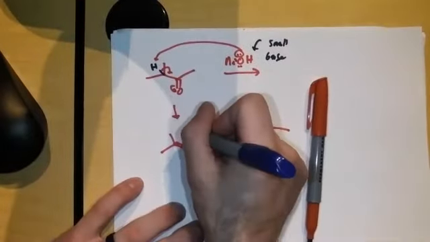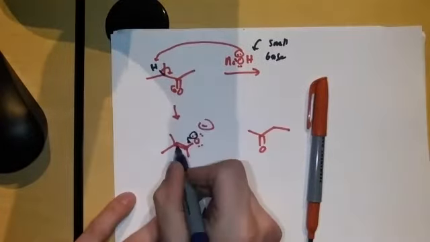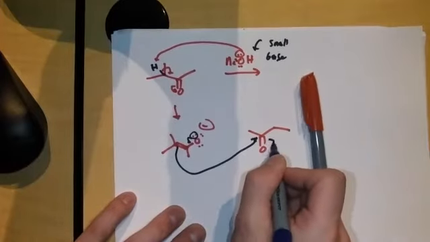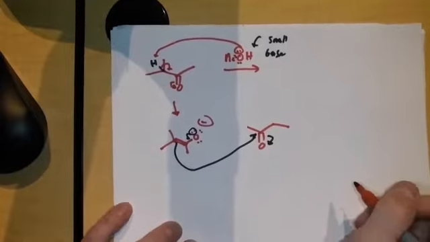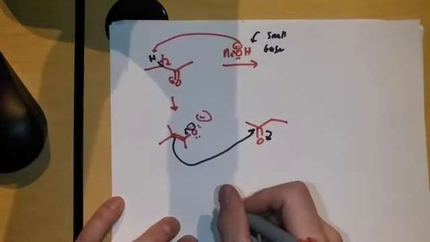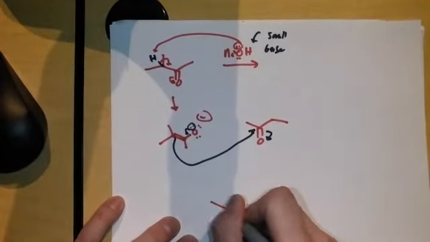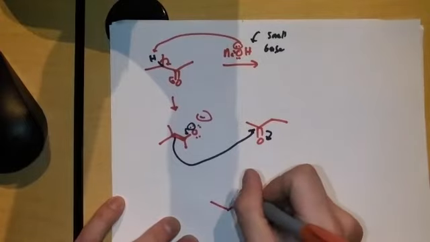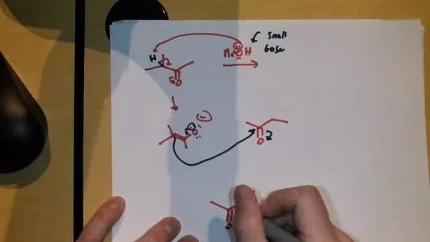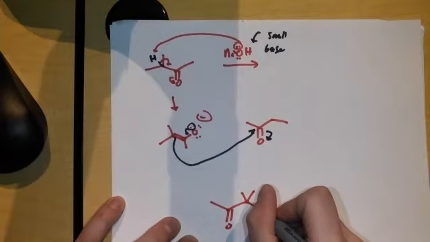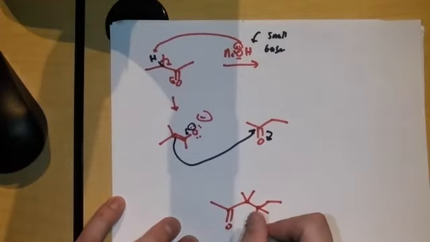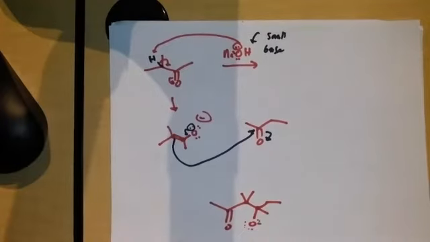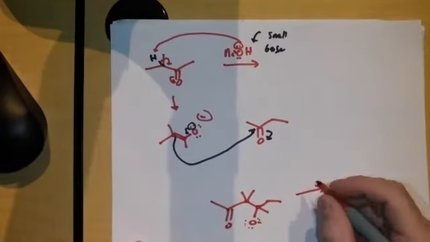So these electrons should come down and attack this carbonyl center. I'm going to flip this over. Originally this, which will pick up an H to give you your product.